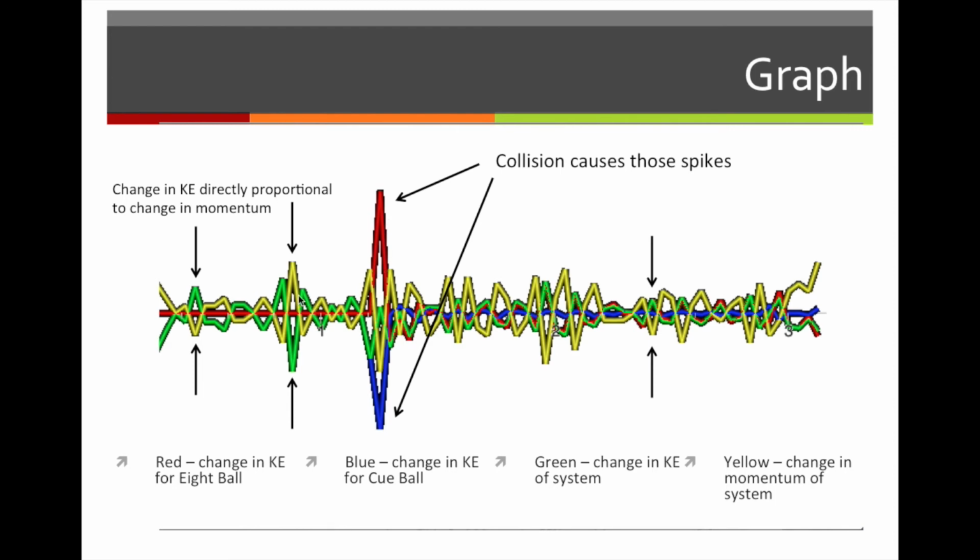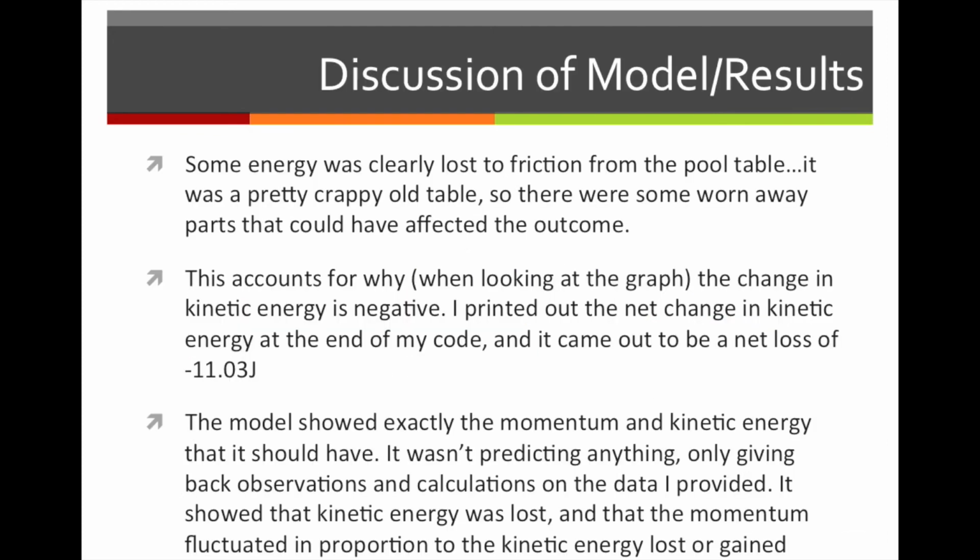But what this yellow and green line shows is the change in kinetic energy and the change in momentum. It's showing that the change in kinetic energy is directly proportional to the change in momentum. This is because the velocities are changing in a similar manner.